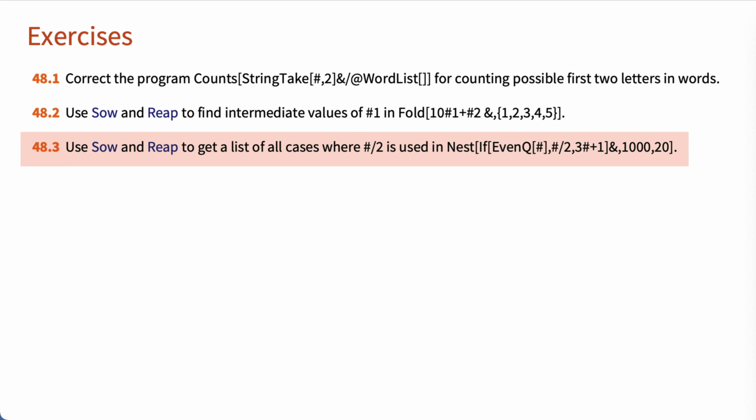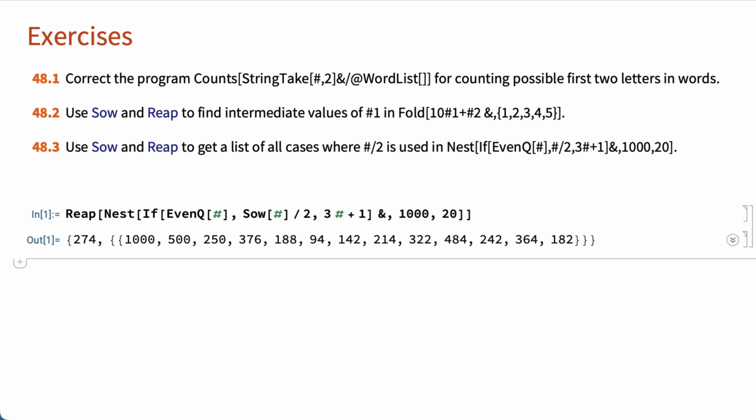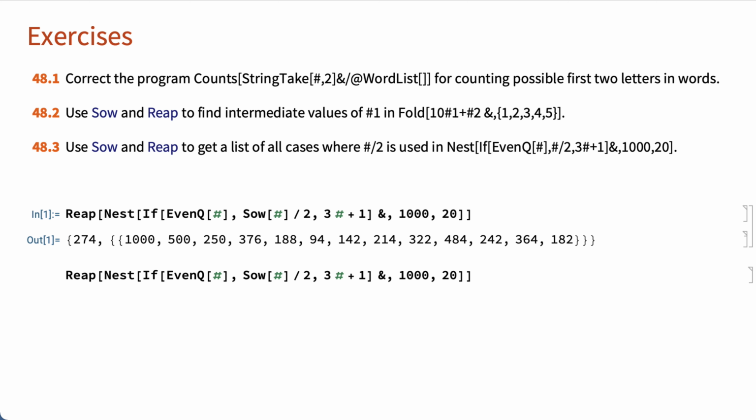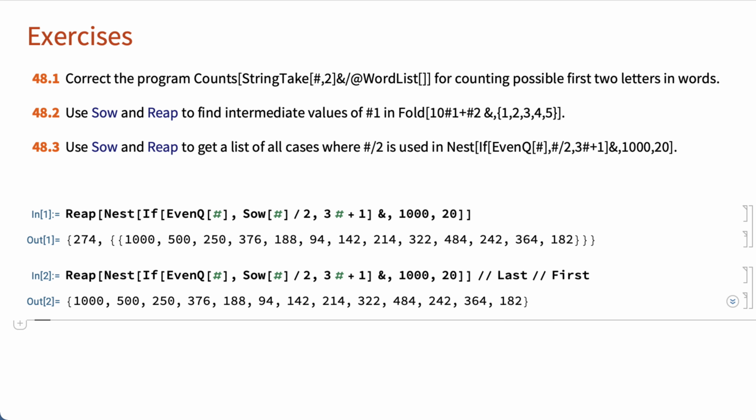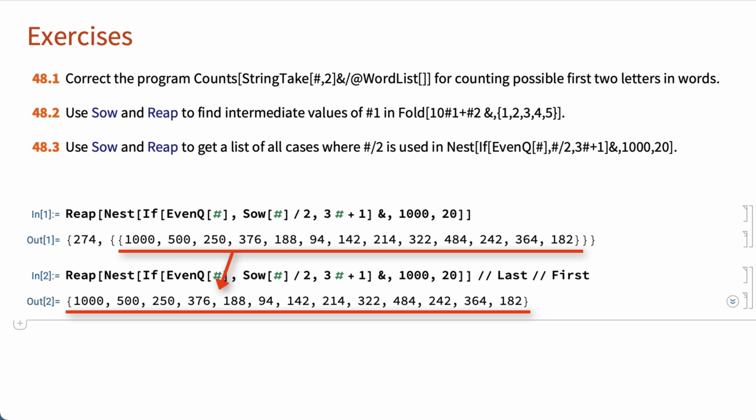For example, exercise 3: use Sow and Reap to get a list of all cases where $2 is used in that Nest program. This can be done by simply enclosing the desired expression in Sow, and then enclosing the entire program in Reap before running the program. The result from Reap includes both the list of values from Sow and also the result from the entire program. The Last and First functions are used here to pick out the first and only part of the last element in that output, which is the requested list of values.